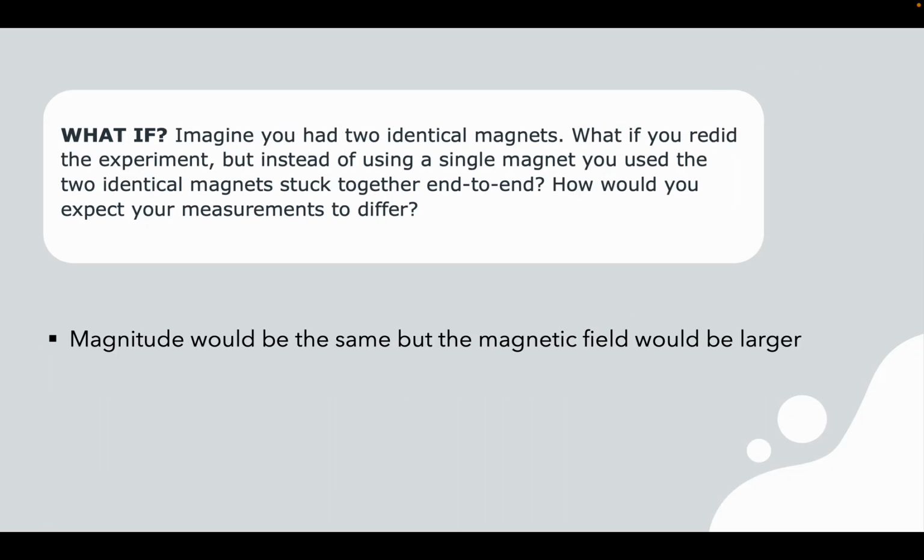The last question is, if we had 2 identical magnets stuck together end to end, how will the measurement differ? The magnitude will remain the same, but we will assume that the magnetic field will be around twice as large.